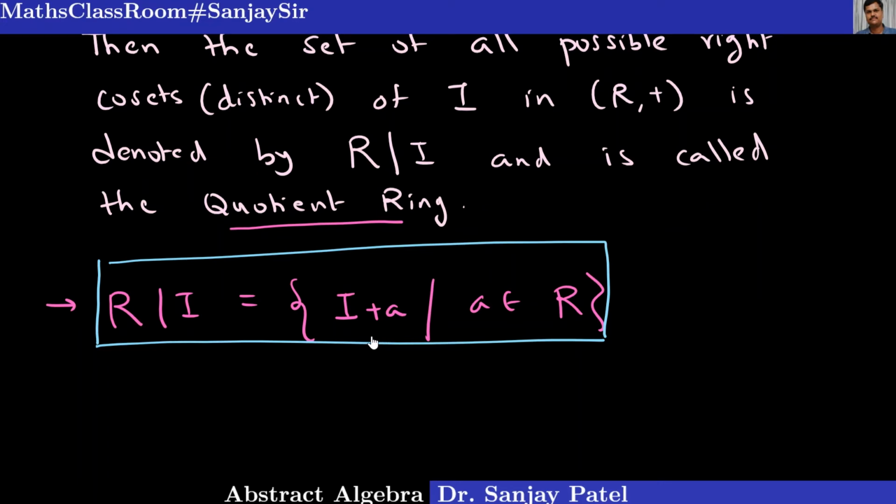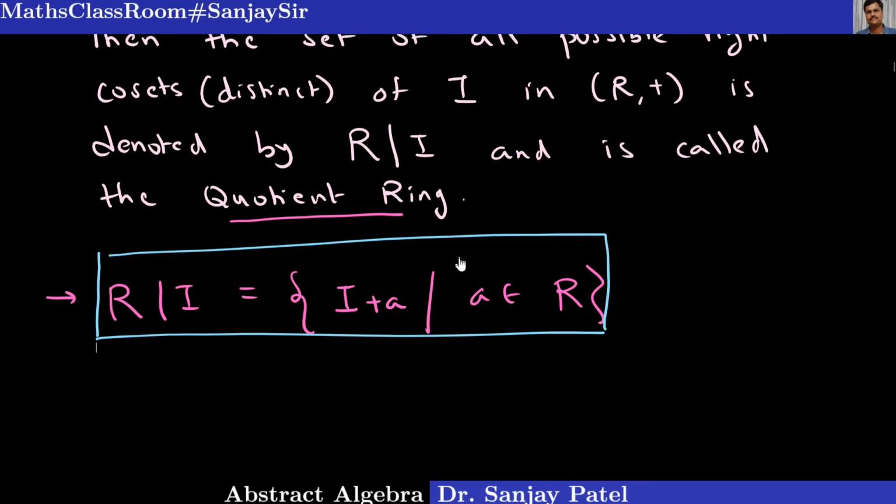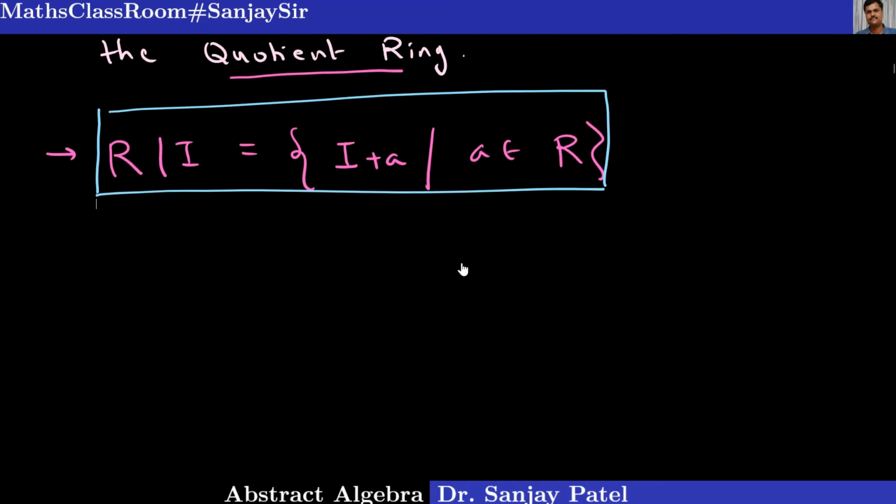What is our next aim is to prove that R mod I is always a ring with respect to some two operations. Those two operations we'll define later on, but just to understand how this kind of set can be constructed, let me give you a very simple example to understand what can be the set R mod I.